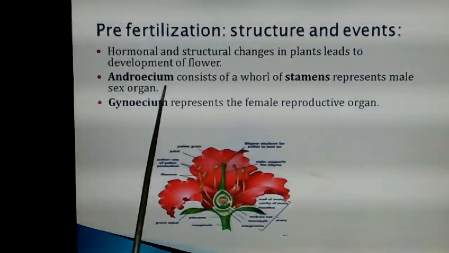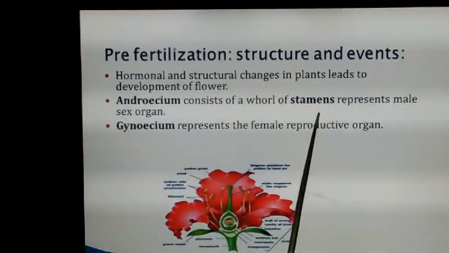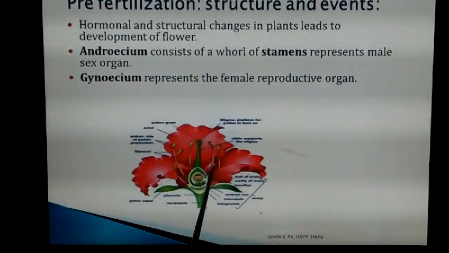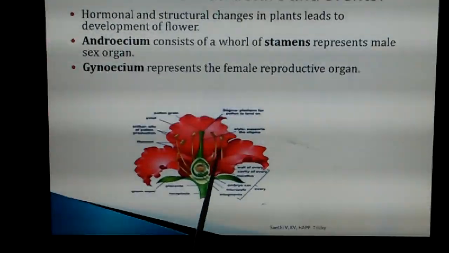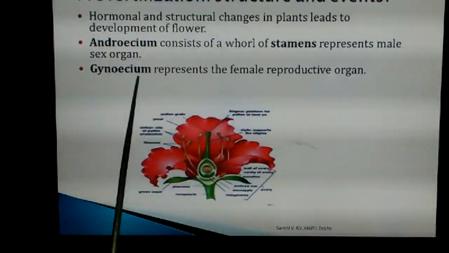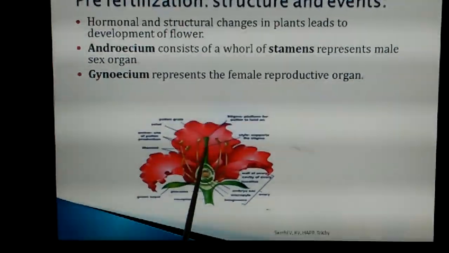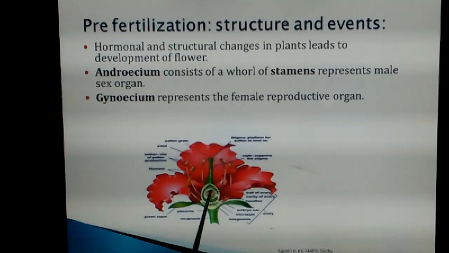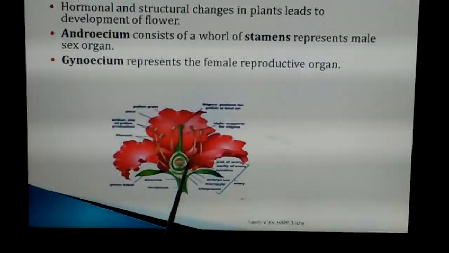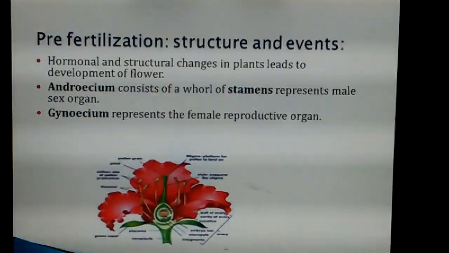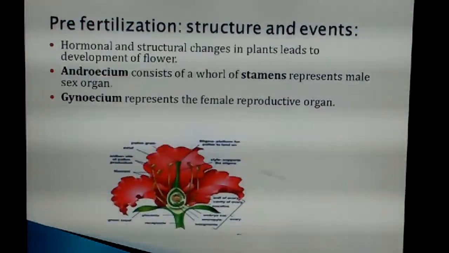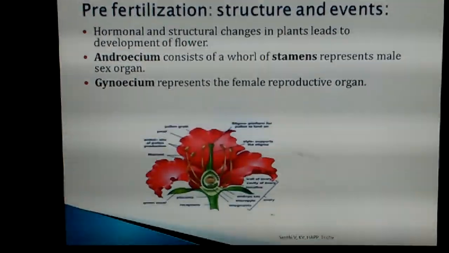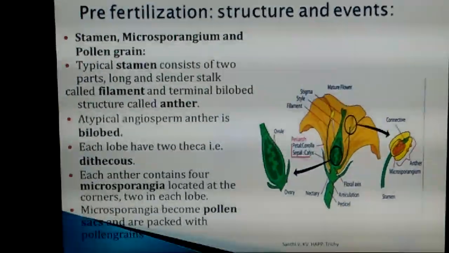So what is androecium? Androecium is a whorl of stamens. Can you see? This is the stamen, the male sex organ. This is the filament and this is the anther. And gynoecium is the female reproductive portion. What is seen in the center contains the ovule and develops into the ovary. Within the ovary, the seeds will be there. After fertilization, the ovary develops into fruit. Androecium and gynoecium are the main reproductive parts of the plant.